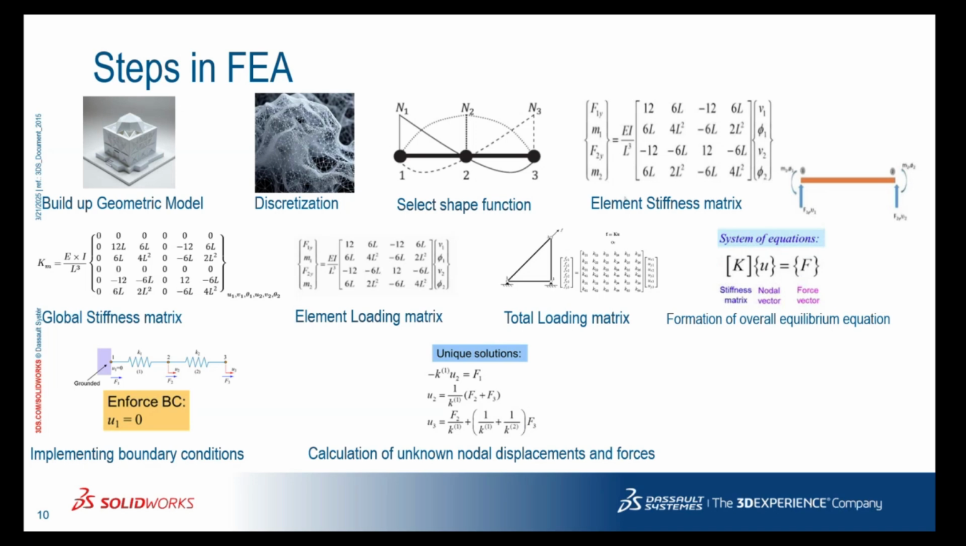So now let's discuss the steps involved in FEA. The first step is geometric buildup, where we import the geometry to be analyzed. The next step is discretization or meshing. Meshing is what we already discussed, dividing a given object into a set number of pieces. Next is selecting the shape function, and then we form the elemental stiffness matrix. Then we find the global stiffness matrix from each elemental stiffness matrix. Then we form the loading matrix of a given element, and from that we calculate the total loading matrix.